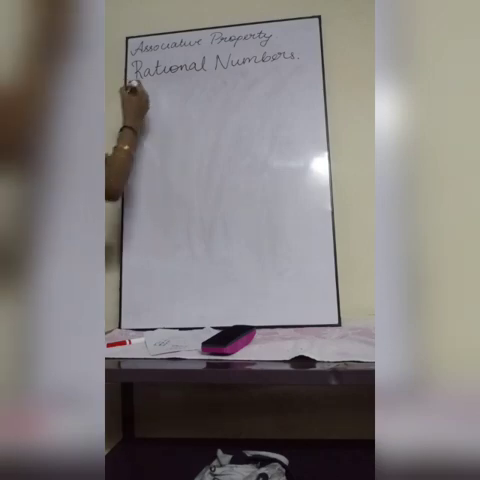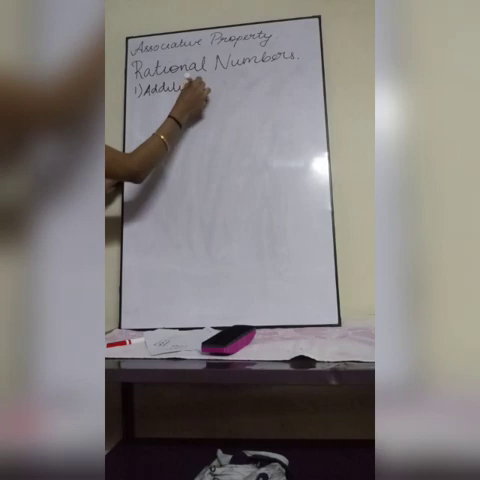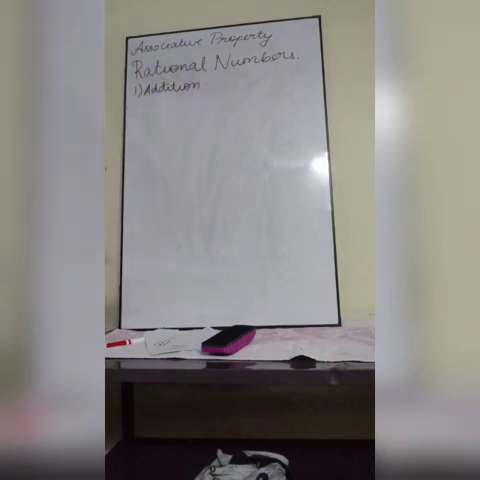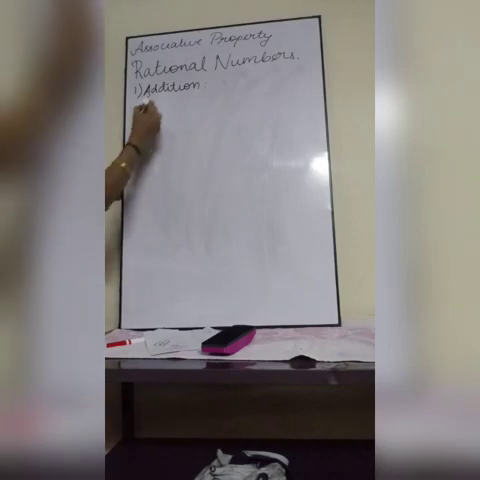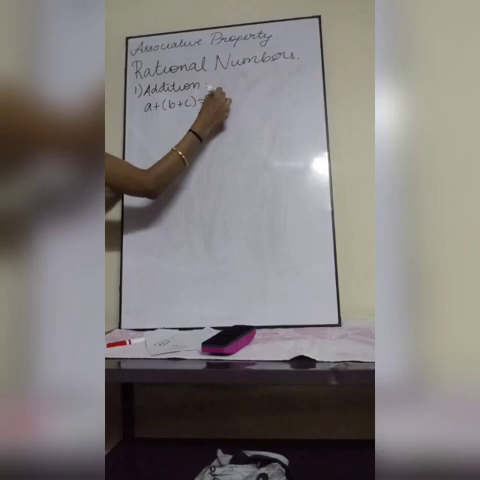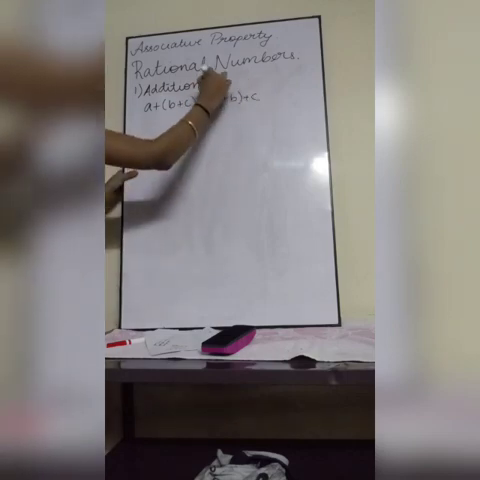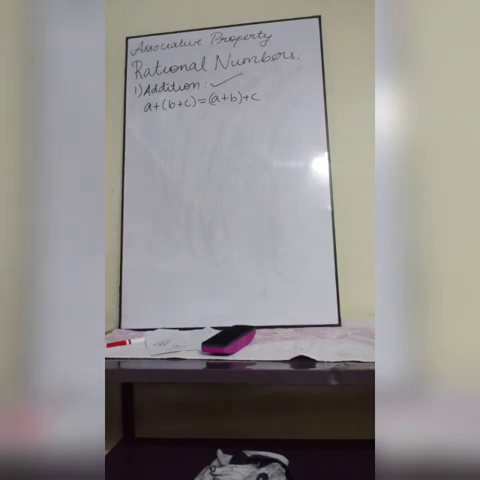Okay. Now for addition we are going to take it. Addition. So I told you how many integers we have to take for associative property? 3 rational numbers we are going to take. Okay. So what is addition? (a plus b) plus c equal to a plus (b plus c). So rational numbers are associative under addition. Keep it in your mind.